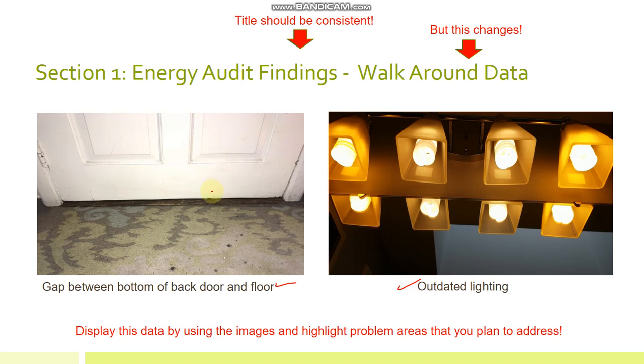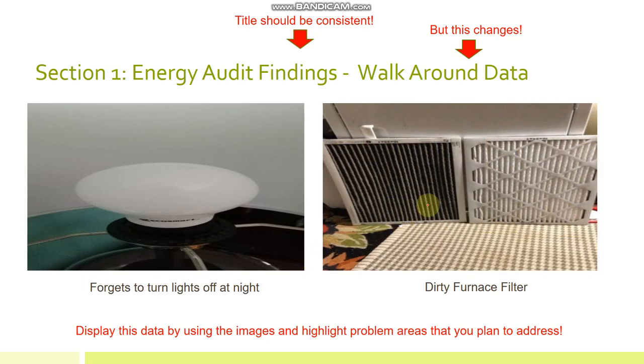Just don't have this picture. Like, what am I looking at here? The untrained eye might not notice there's a huge gap here. Well, that is a beautiful light fixture. Well, I'm not talking about the light fixtures. I'm talking about the outdated lighting. So please make sure you have a text box that explains the picture. Like dirty furnace filter, clean furnace filter.